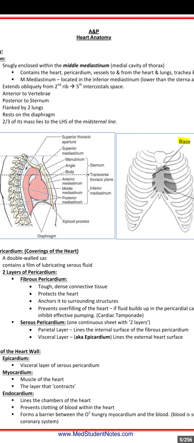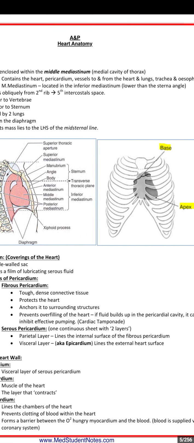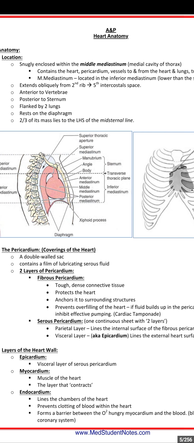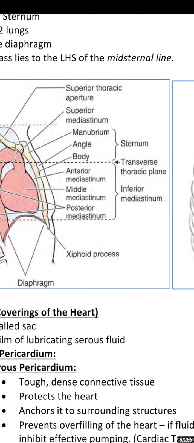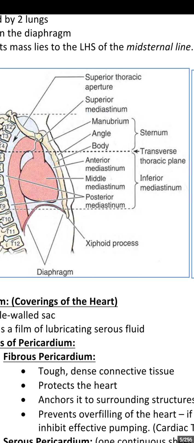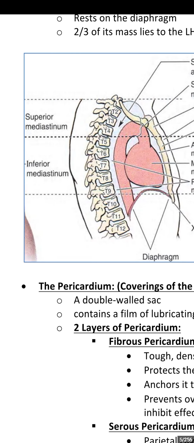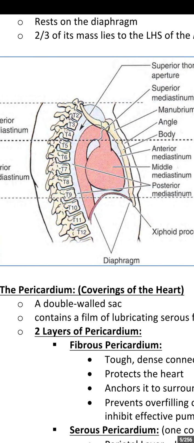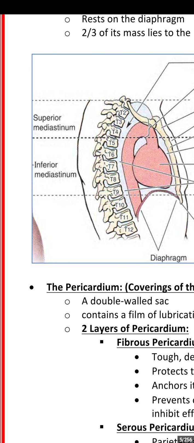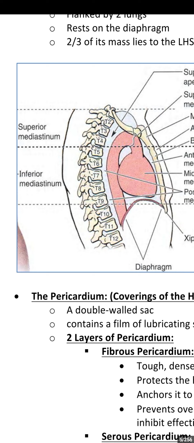The middle mediastinum is located in the inferior mediastinum, lower than the sternal angle. You can see the inferior mediastinum. The inferior mediastinum contains the anterior, middle mediastinum and posterior mediastinum. The T5 to T9 vertebrae are positioned inside this inferior mediastinum. The superior only contains T1 to T4.